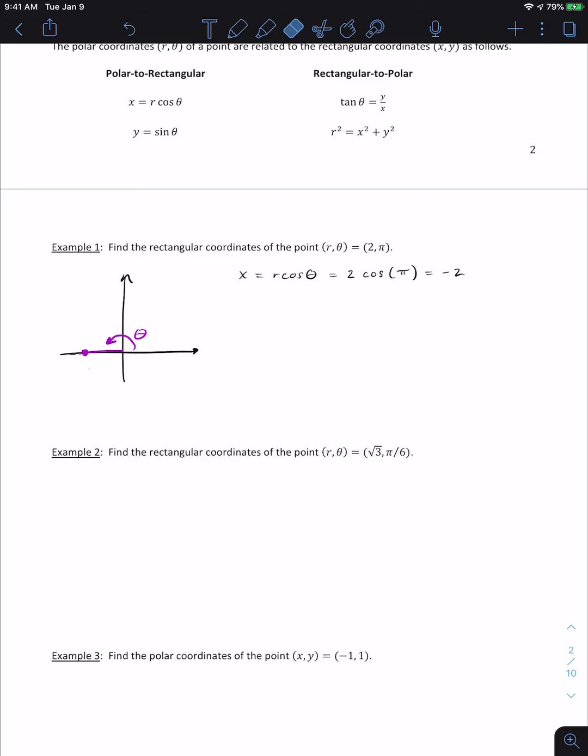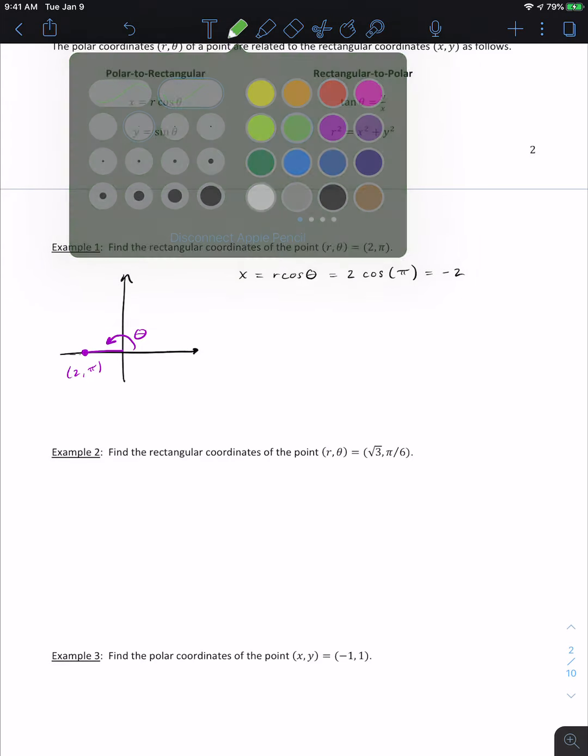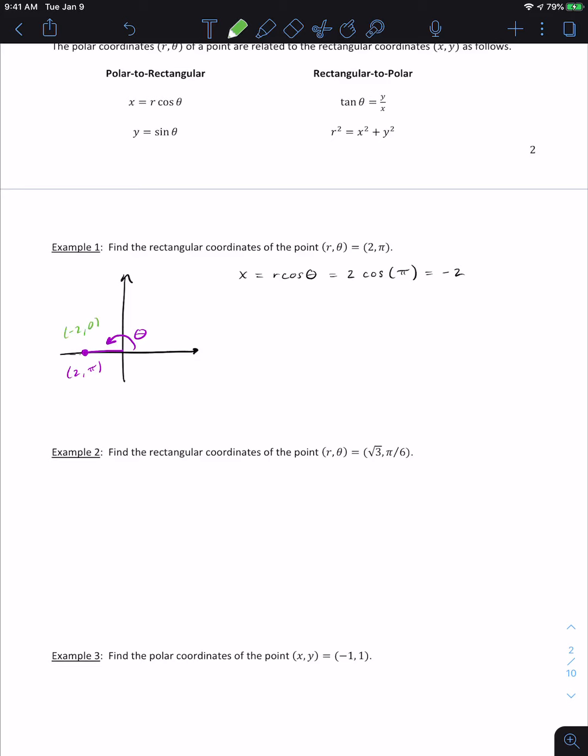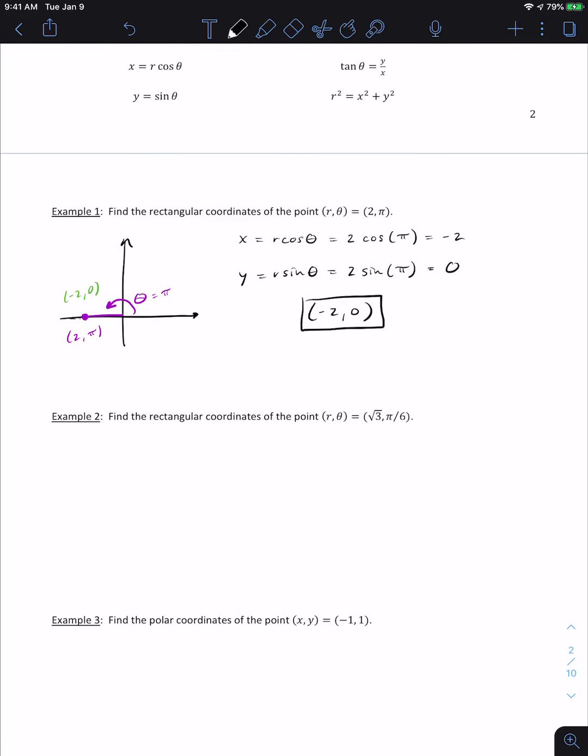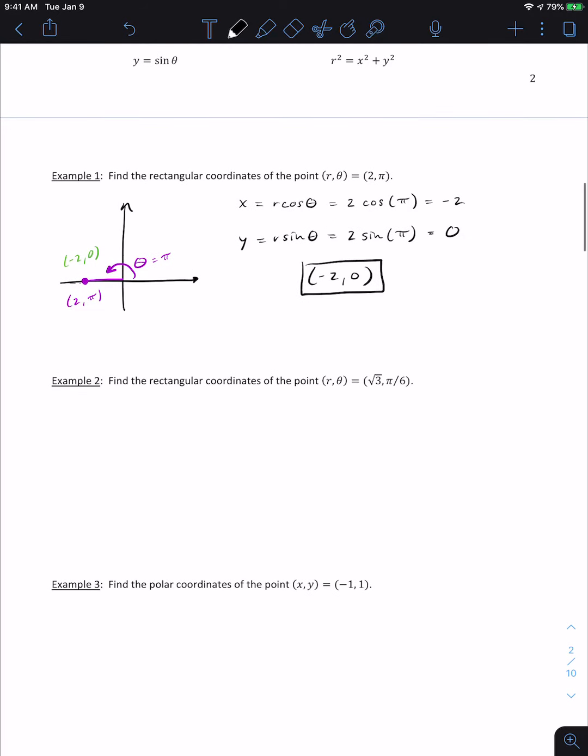So I guess I should plot this. How did we plot this? This was (2, pi). That's how we plot it in the polar coordinate system. And our guess was what I just wrote out, that it should be (-2, 0) in the rectangular coordinate system. So now let's prove that. Okay, so -2, and then y is equal to r sine theta. r is 2, sine of pi is 0. So I get the point (-2, 0), just like we had planned from practicing plotting it through the polar coordinate system.